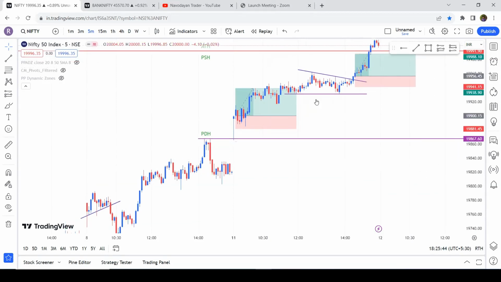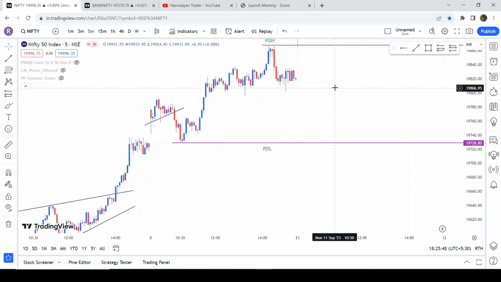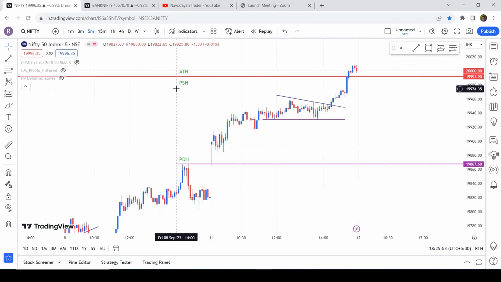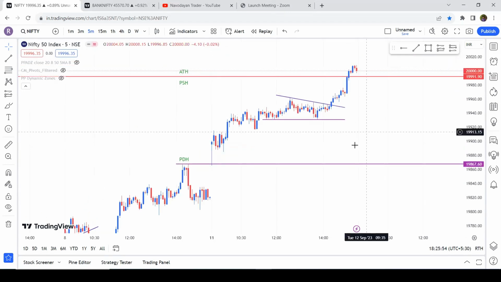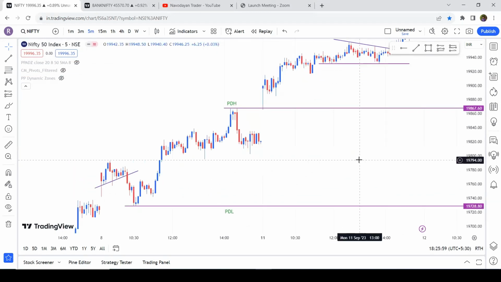Okay, so the analysis goes like this. Previous day high is here and previous day low is here, and the all time high and previous swing high are already marked, both are the same, so only one line. Like I have been telling, most of the strategies that I use decide whether to enter a trade or not based upon the first candle itself.